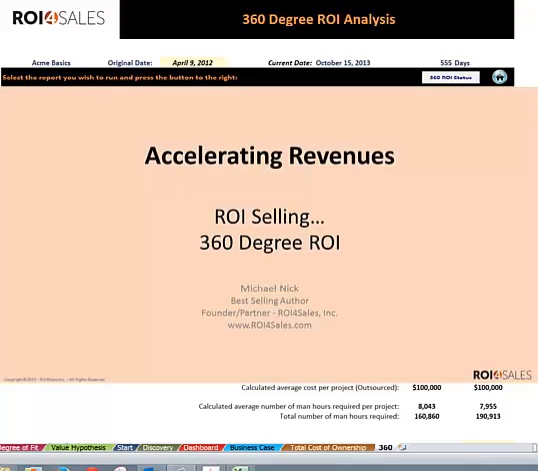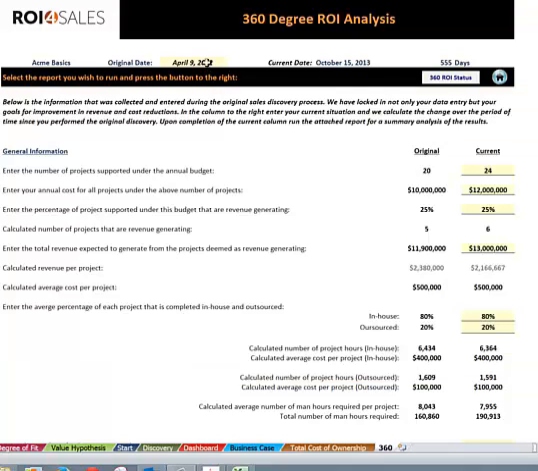Today we're going to talk about the 360-degree ROI analysis. So let's get started. The landing screen, where you start using the tool, the first question it's going to ask you is the original date. And what it's looking for here is when you originally met with your prospect to perform discovery.